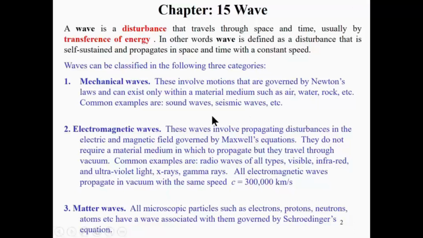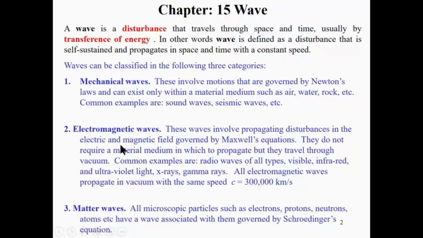What is a wave? A wave is, as you know, a disturbance in the medium that travels through space and time, usually by transfer of energy, right? Just for an example, if you throw a stone on still water or a pond, it creates a disturbance in the water molecules, and the disturbance just travels outward as a wave. That's called a wave.